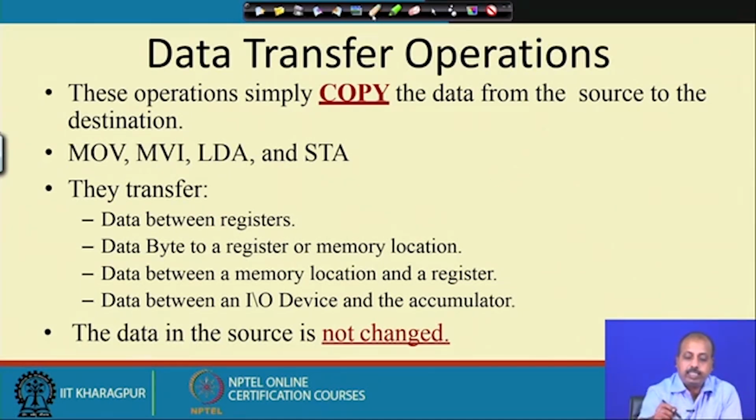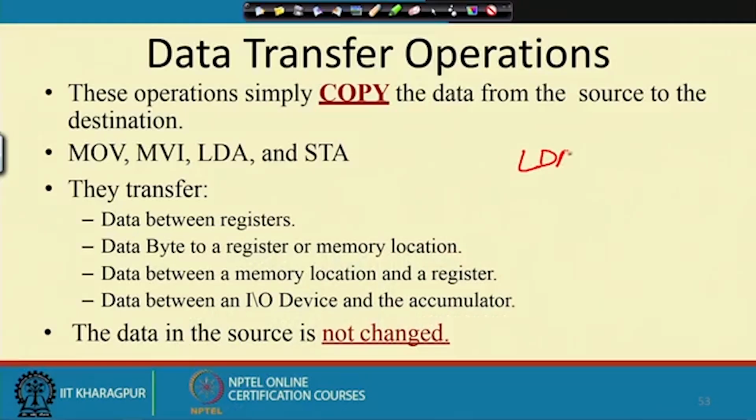These LDA and STA instructions talk about how to move values to the accumulator. From a memory location, you can load the value into the accumulator. The LDA instruction looks like this: LDA 1000. It essentially means that the accumulator will get the content of memory location 1000.